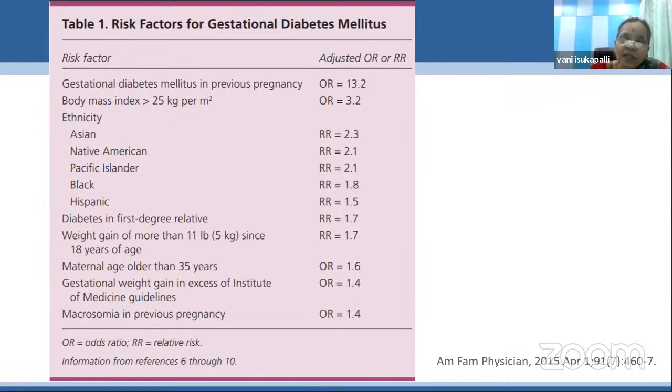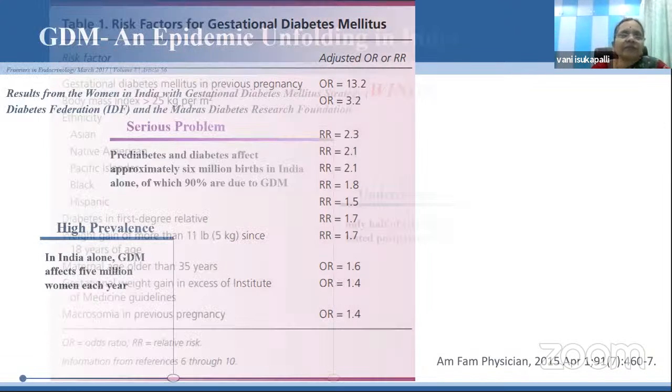Women with PCOD are at high risk. If the maternal age is more than 35, she is at high risk. Or if the woman had given birth to a macrosomic baby in the previous pregnancy, she becomes high risk. So these are all the independent high risk factors for gestational diabetes, and we should be surveying these antenatal women more frequently than an ordinary woman.